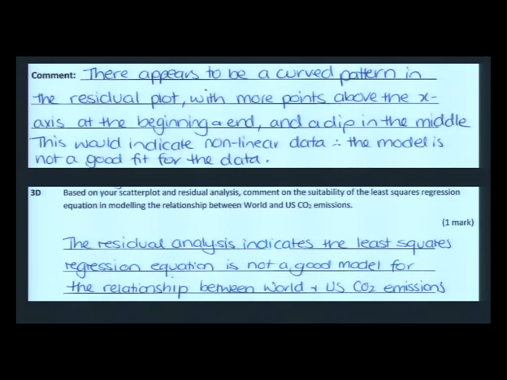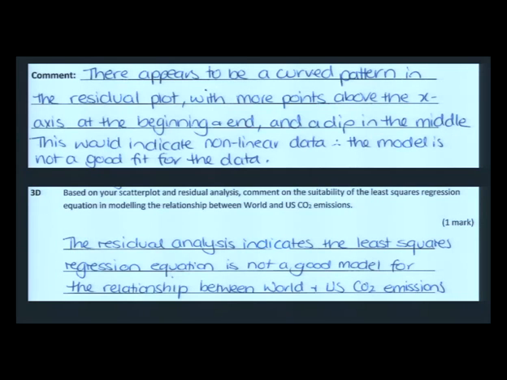So no matter what it is, that's what you're looking for. Pattern, no pattern. If it's scattered, check above and below, number of points above and below. Random, even, means your data was linear. Pattern and or uneven, your data was non-linear. And that's what we're looking for.